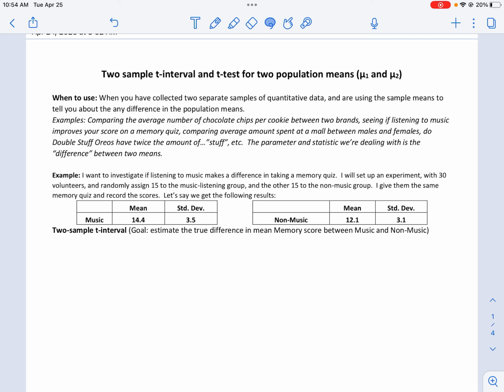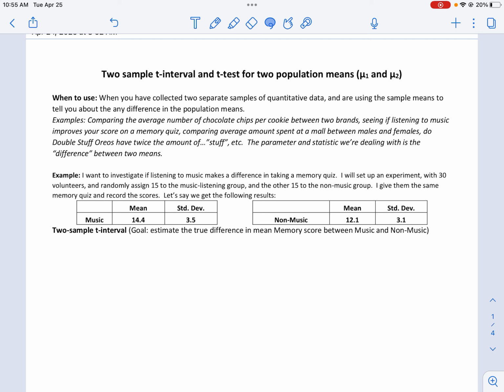Some examples: comparing the average number of chocolate chip cookies between two brands, seeing if music improves your score in a memory quiz, which is one of the examples we're going to take a look at today. And there's a couple others there. That double stuffed Oreo one is interesting. Another group did that last year and it was pretty good. They took it a step further: is it really worth the price difference? There are some interesting things you can do with that information.